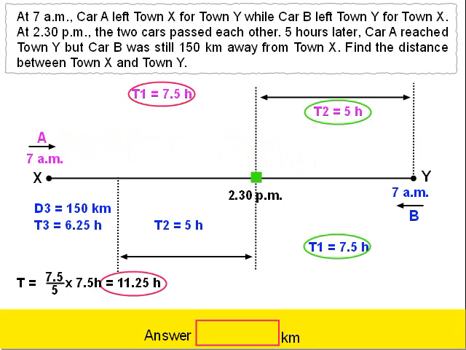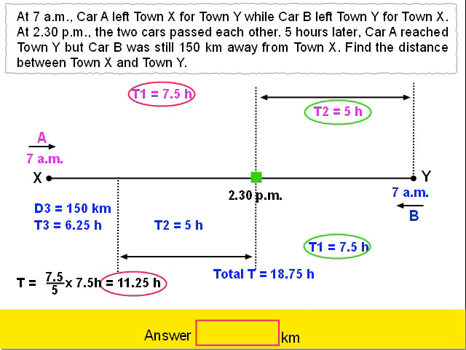For the remaining distance, since car B from here to here is 5 hours, he will need to travel another 6.25 hours in order to finish the journey. So the total time taken for car B is 6.25 plus 5 plus 7.5, which is equal to 18.75 hours.